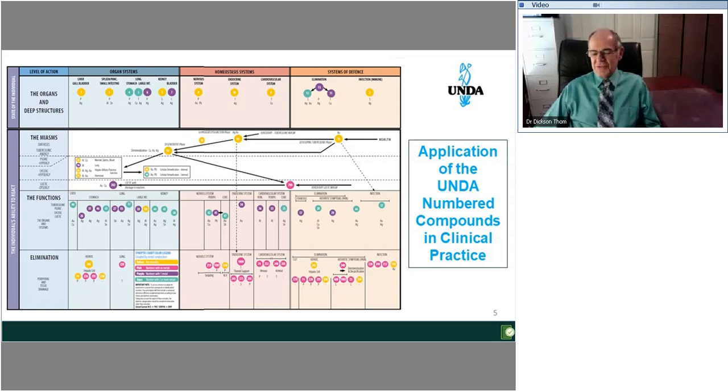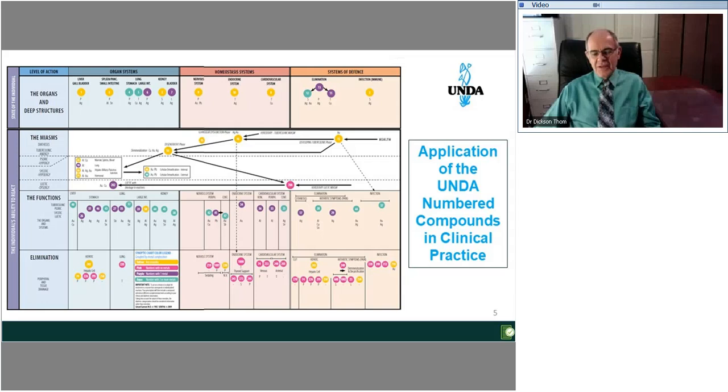So when you're introduced to UNDA numbers and utilizing them, what this lays out is the idea that we have the ability to mix and match these remedies. As I mentioned in Part 1, the remedies are divided into 4 areas. Basically, the organs, which are numbered from number 1 to number 13. The function remedies, numbered 17 to number 50, and then the elimination, number 74 to number 1002.